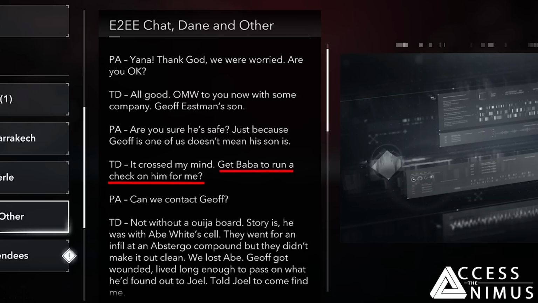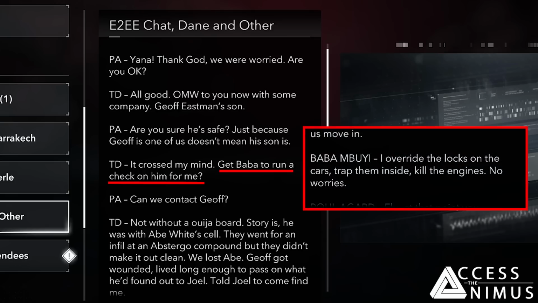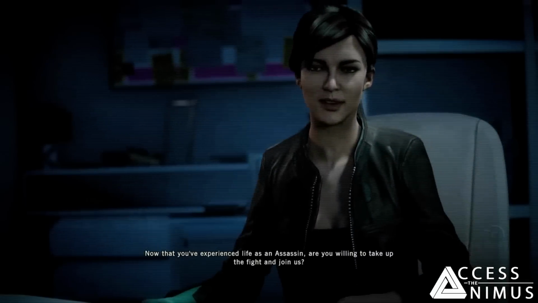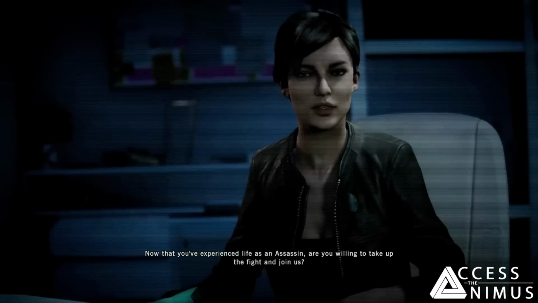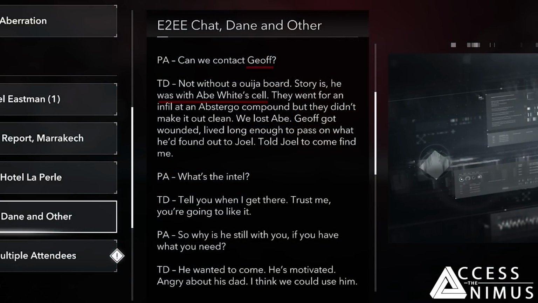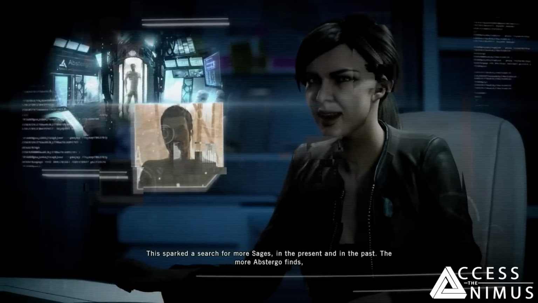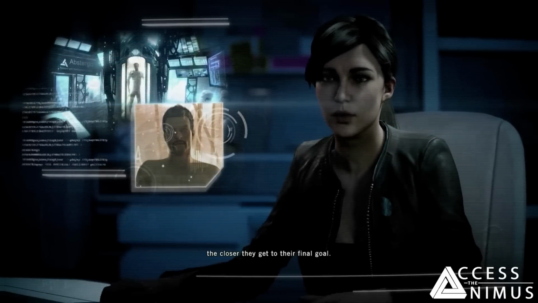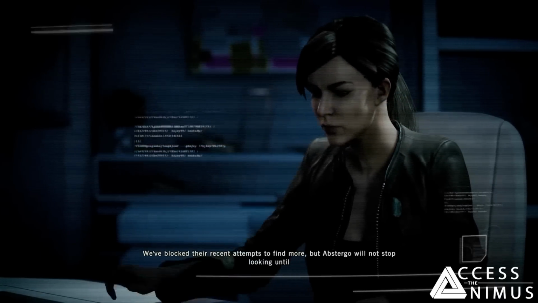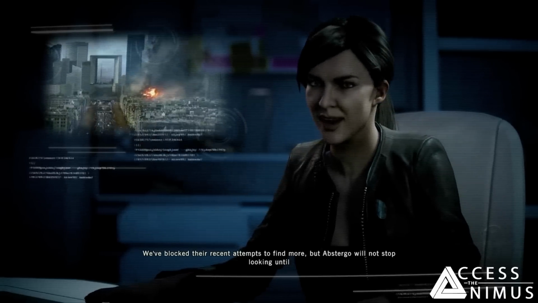Baba to run a check on him, with Baba Mbuyi being another member of Tatiana's cell, and through this conversation we actually get to know what happened to Joel's father. Apparently, Jeff Eastman was with the cell of another assassin called Abe White, and they went for an infiltration at an Abstergo compound, but they were found out. White got killed, and Jeff Eastman was wounded but survived long enough to pass on the information he had found to Joel, and told him how to contact Tatiana's assassin cell through the Owl exchange in order to pass on that information that was so critical to the assassins.